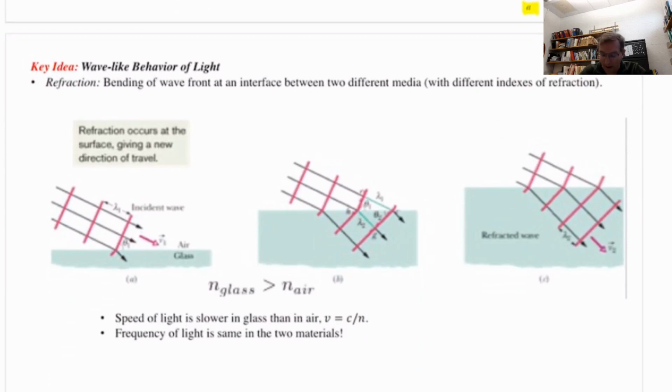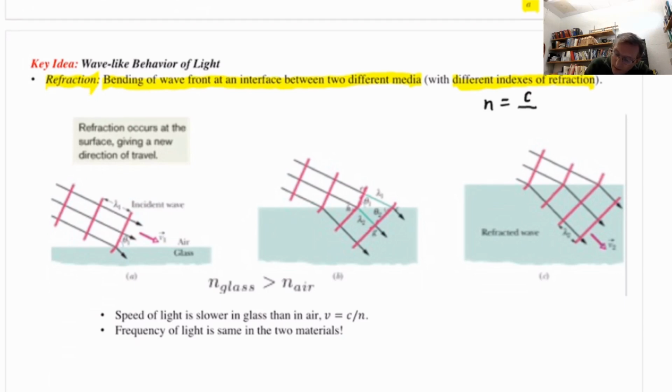You can use that model to help you prove, for example, the law of refraction and some other interesting behaviors. So let me talk briefly about that. Remember what refraction is. It's the bending of a wavefront at the interface between two different media, materials. And by different, we mean that they have different indexes of refraction. Remember that? n, the index of refraction of a medium or material, is the speed of light in vacuum, c, divided by the speed of light in that material, denoted v.